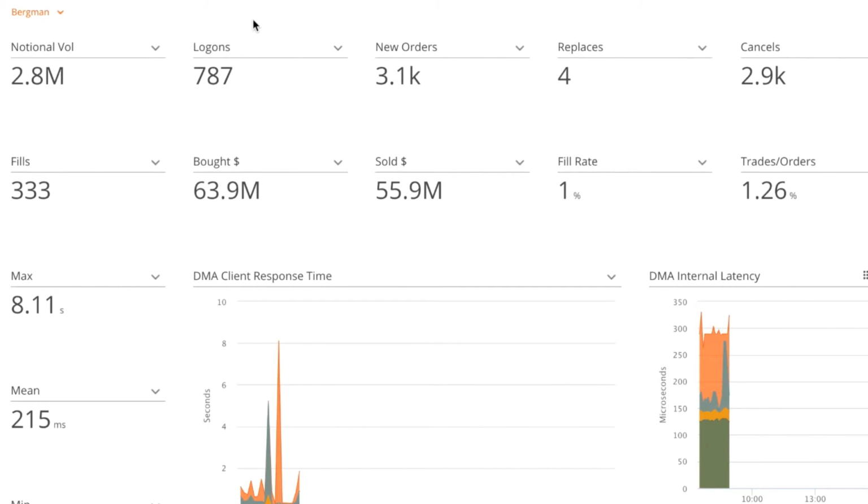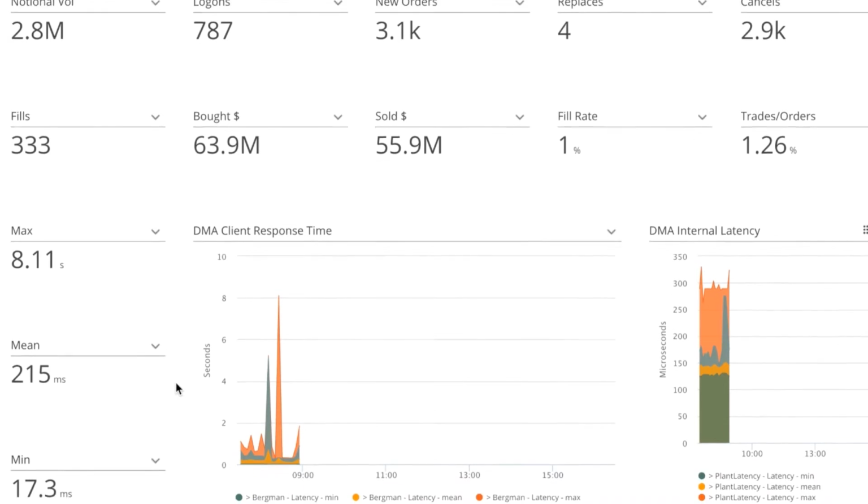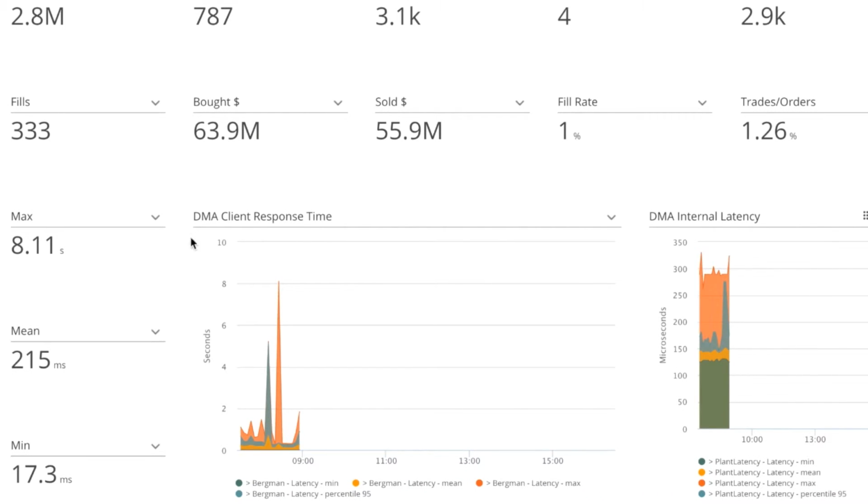Now for this time period, since market open this morning, we can see quite a few logons for them. We can see how many new orders they've sent in. Looks like most of those have been cancelled. We've got a relatively low fill rate for them, but we can also see here the actual volume that they've traded so far today. So there's a lot of information in here. We can also see a detailed breakdown of the response time latency they're experiencing, and also a breakdown of the performance of our DMA infrastructure. So we can see here that's actually pretty good and fairly stable. However, they are seeing a few high latencies there from the market.